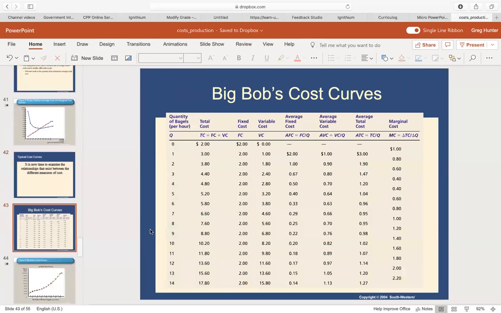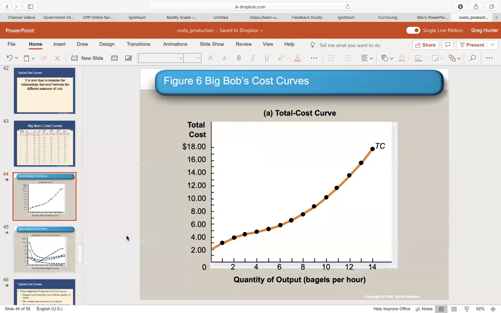So we'll put this all together now. Here's our last example. We're going to graph all these things together. So again, we have quantities of output, total costs, fixed costs, variable costs, average fixed costs, average variable costs, average total cost, and marginal costs. And we're going to graph them all really quickly.